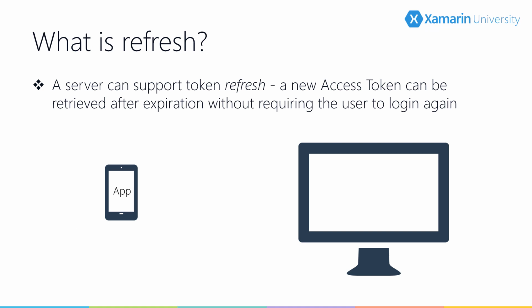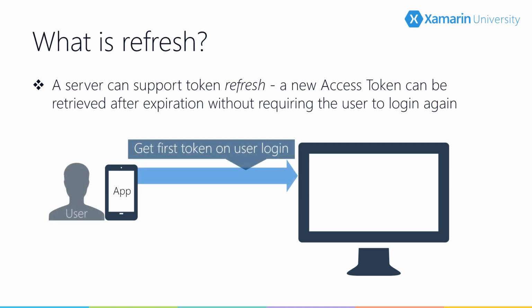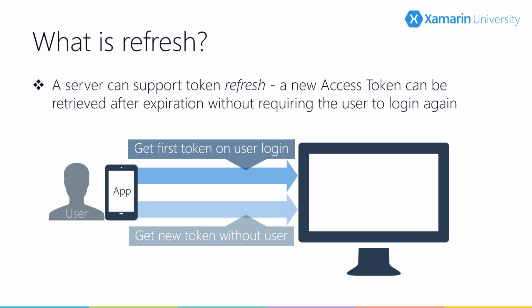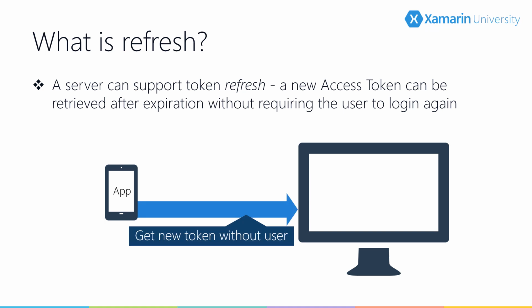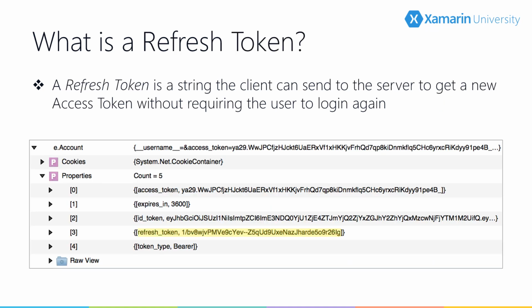Now, we can't control the token lifetime, but we can use something called refresh. And as you might expect, refresh allows a client app to get a new access token when the existing token expires. Now, a short-lived token is obtained after the user logs in, and when that token expires, we're able to get a new one. And we're often able to obtain a new access token without user interaction, meaning the user doesn't have to log in again.